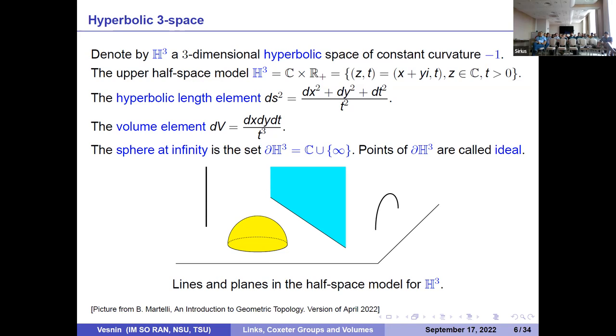This model of upper half space is very useful for computation. But of course, topologically, it's just a ball, very specific. And this picture is from the book of Bruno Martelli, available on arXiv. He is still working on the book, a very nice book. If you like this challenge, I recommend this book, An Introduction to Geometric Topology by Bruno Martelli.